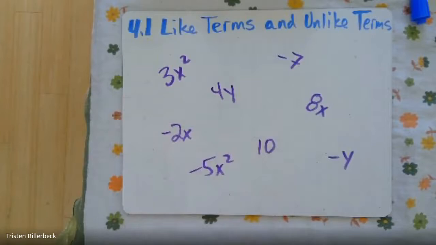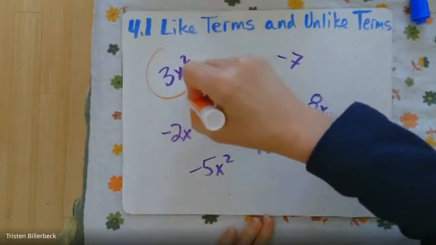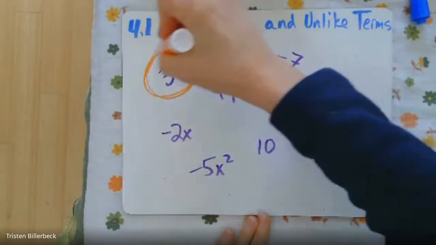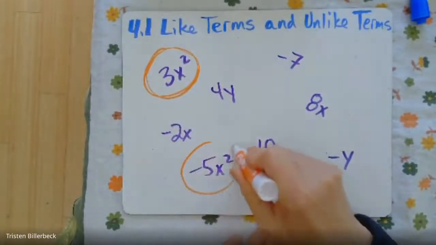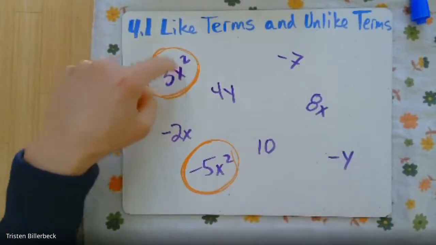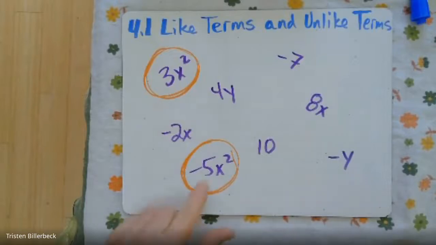So let's group these. I'm just going to circle the terms that are like. So we're going to start with 3x squared. So 3x squared, that's similar to negative 5x squared because it has an x squared and a coefficient in front of it.